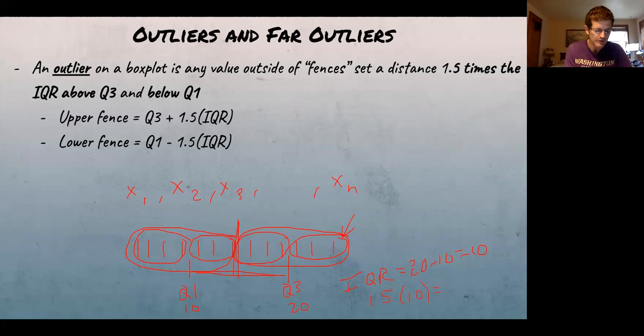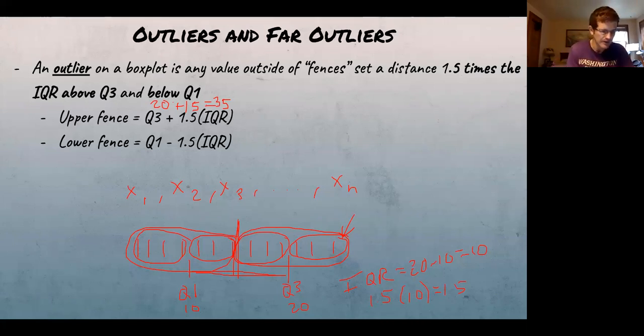So that gives me 15. So now the thought process is 20 being Q3. And I'll just show that right here where the formula is. So 20 plus 15 equals 35. If I had a car that got 35 miles per gallon out of this data set or above, then that would be unexpected because 50% of the data falls between 10 and 20.